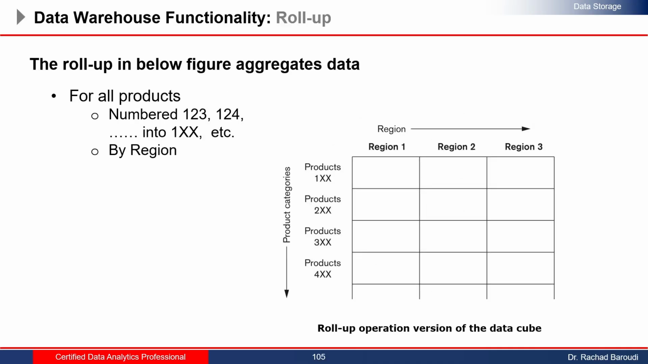Another example about roll up. The roll up in the below figure aggregates data for the product, for example, number 123 and 124 into 1XX, etc. So you can just say, give me any product starting with the 1 or the specific number. By region as well, you roll up everything for region number 1 in addition to product XX.